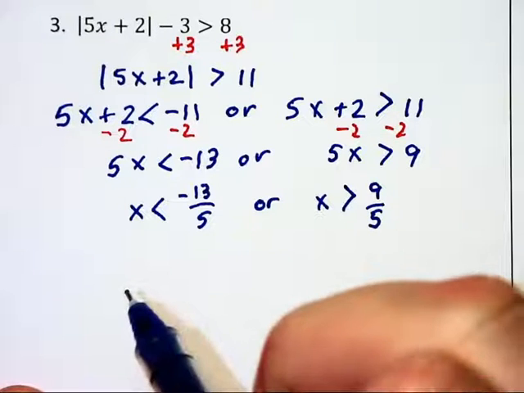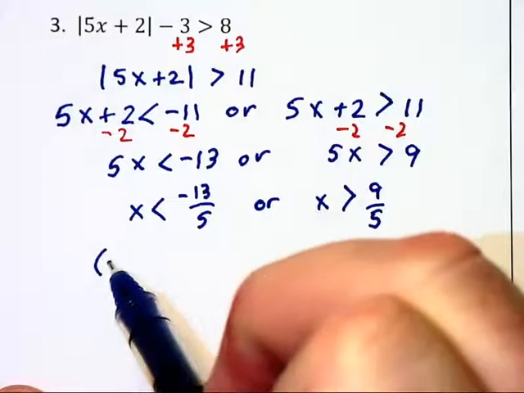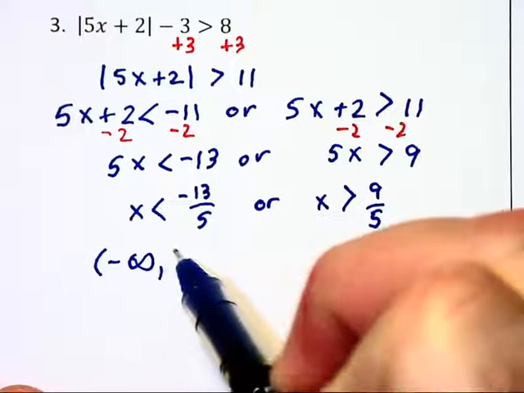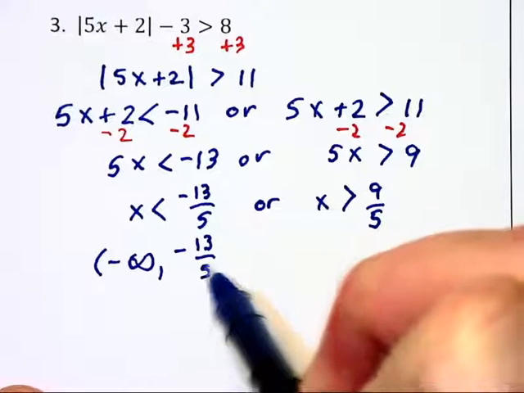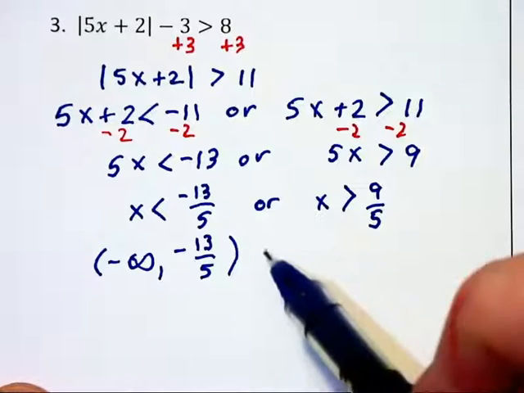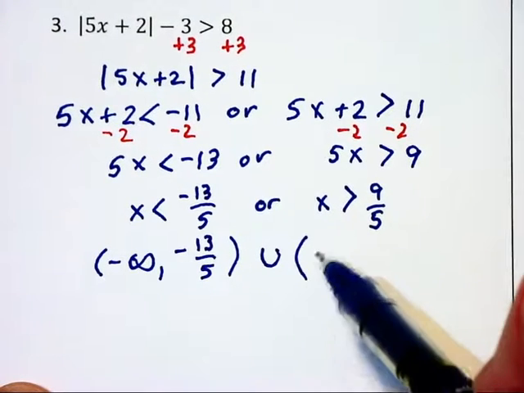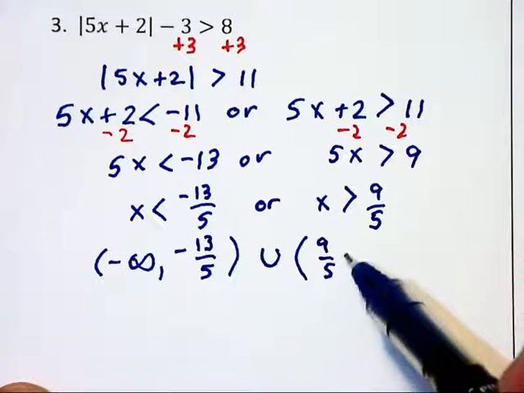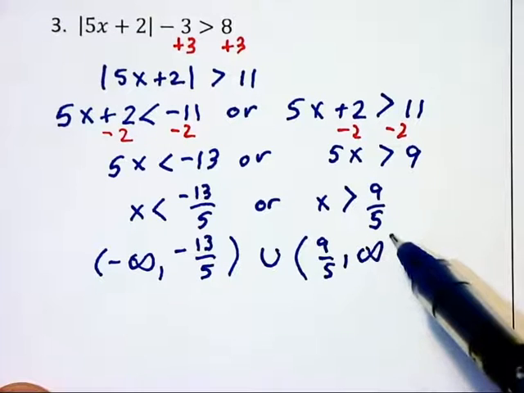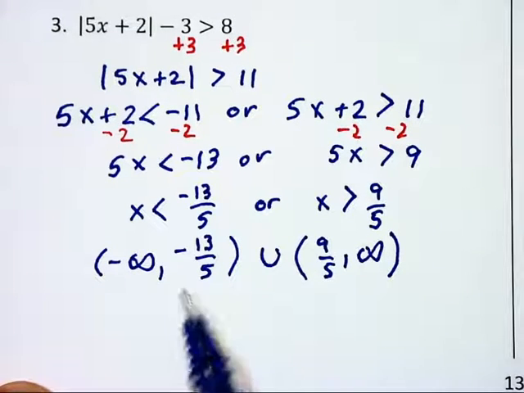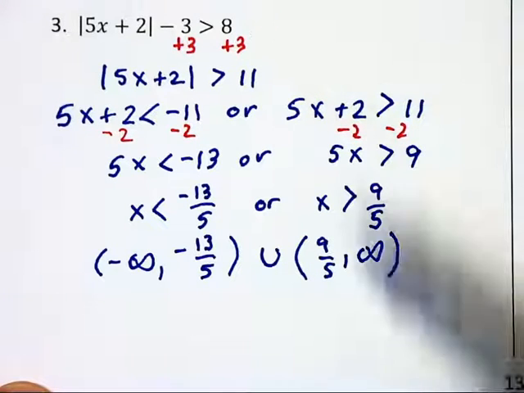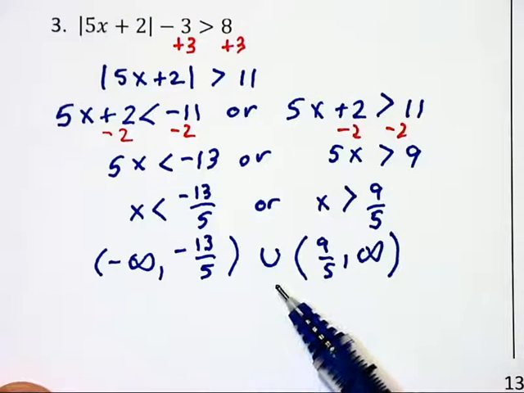We are going to write this in interval notation as the interval from negative infinity up to negative 13 fifths, united with the next interval beginning at 9 fifths, going up to positive infinity. Any value in either of these regions will work in the original inequality. Any value not in these regions will not work.